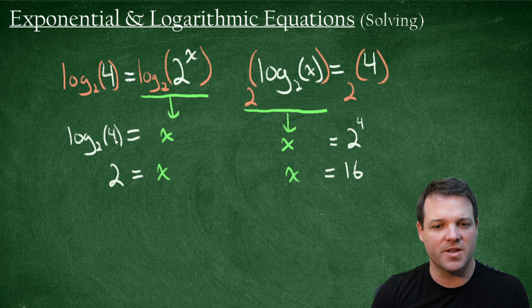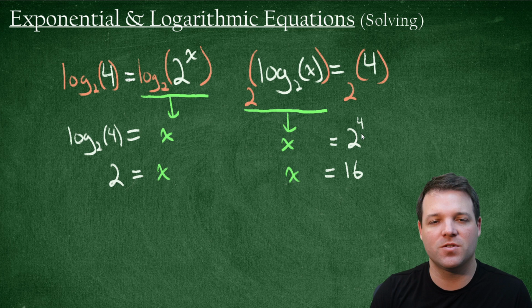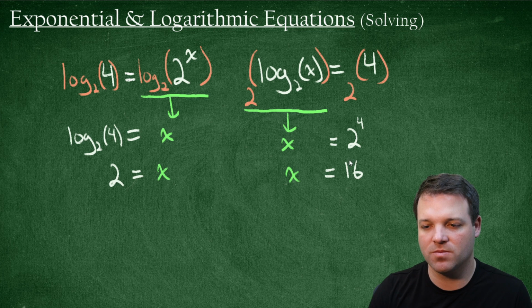That's because log base 2 of 4 is equal to 2, meaning how many times do I divide 4 by 2 to get back to 1? Well, I have to do it twice. And over here, I have 2 to the 4th power, which is 16. 2 times 2 times 2 times 2 is 16.